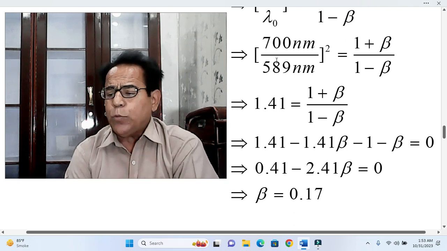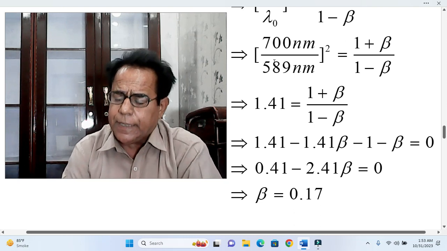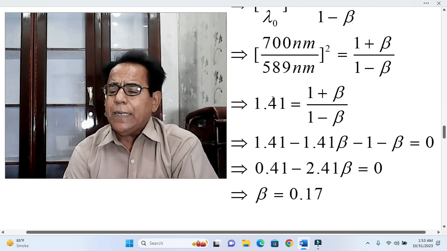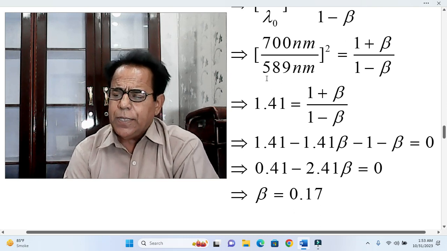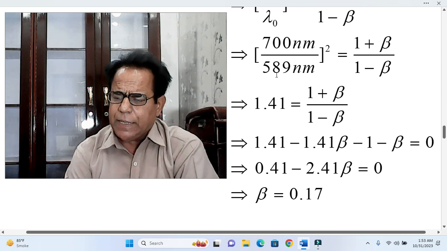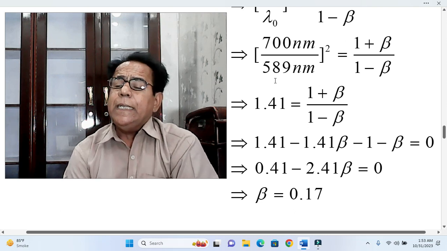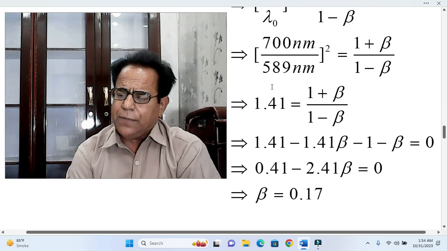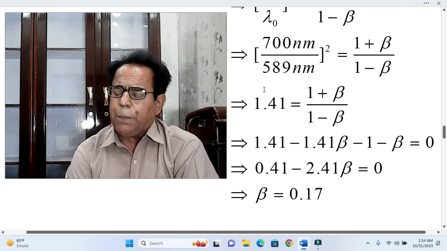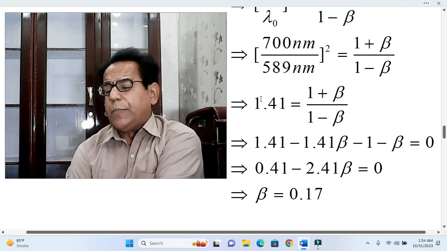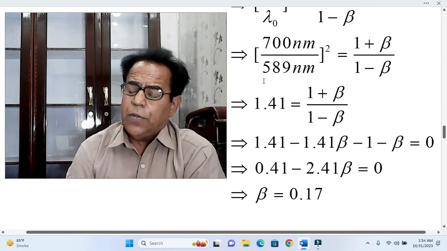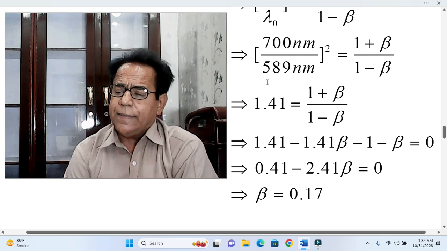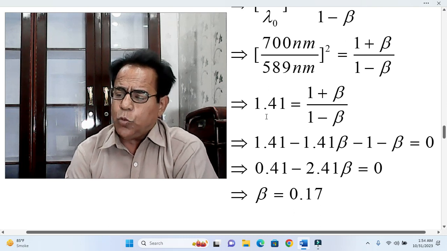Here two steps have been merged into one step. In one step it could be shown the result of 700 over 589, and in the next step we could take the square of that, but here we have merged the two steps, and hence 700 divided by 589, the resultant value squared, becomes equal to 1.41.